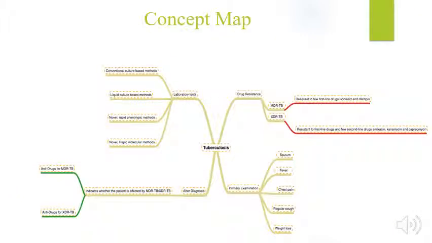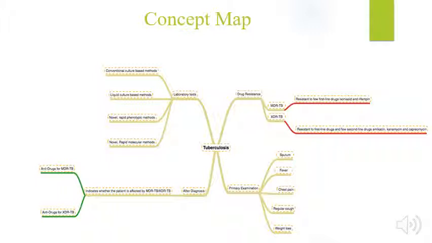This is the concept map of the decision support system used for diagnosing multi-drug resistant tuberculosis and extensively drug resistant tuberculosis. It is primarily aimed to aid the doctors in primary care settings. The inputs for the decision support system are the sputum, fever, chest pain, regular cough, and weight loss. The process first starts with the primary examination results, followed by the laboratory tests such as conventional culture based methods, liquid culture based methods, novel rapid phenotypic methods, and novel rapid molecular methods.